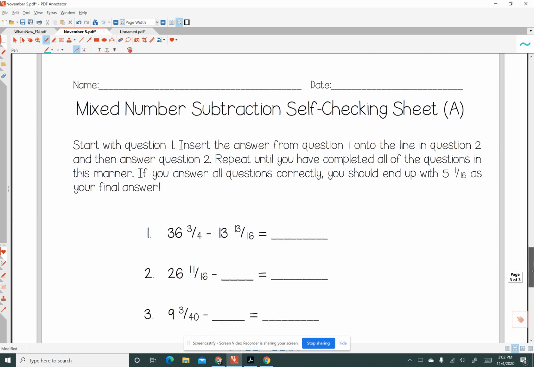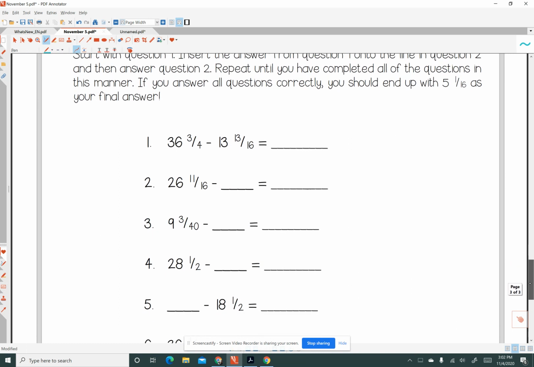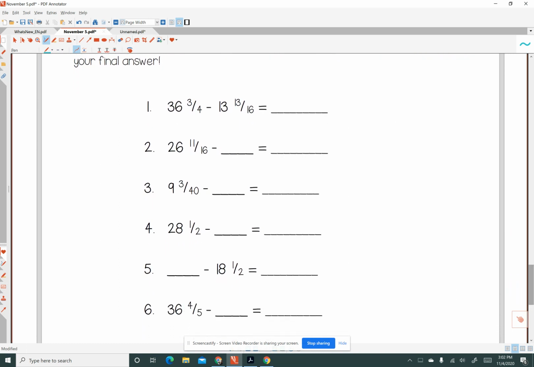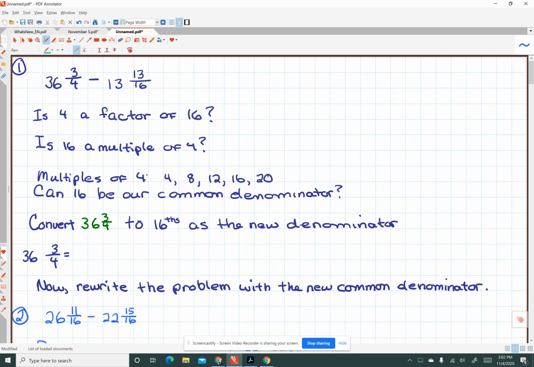Today we're doing a self-checking sheet again. We're going to start with question 1. And after we finish question 1, we'll put the answer here. And then we'll also put the answer there. And then we'll have our second problem. When we are finished, if we've done everything correctly, we should end up with 5 1/16 as our final answer. So let's get started with question 1, which asks us to subtract 13 13/16 from 36 3/4.